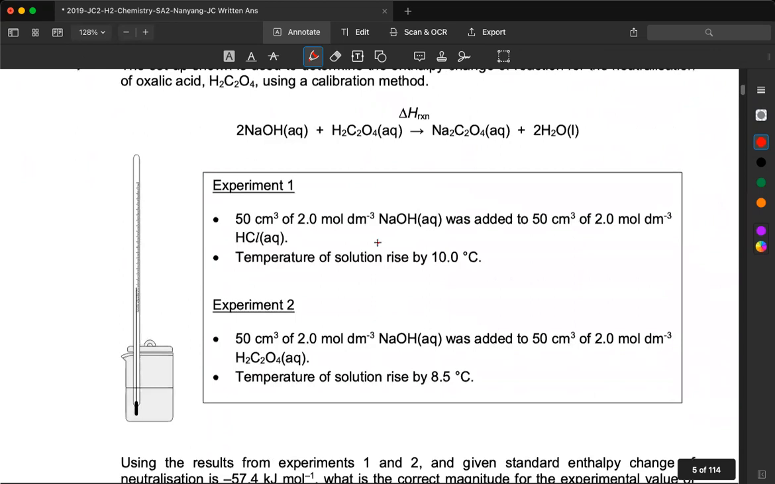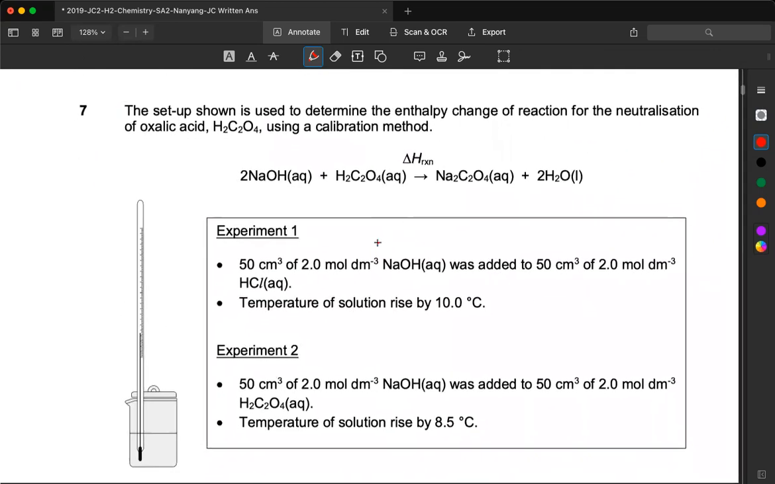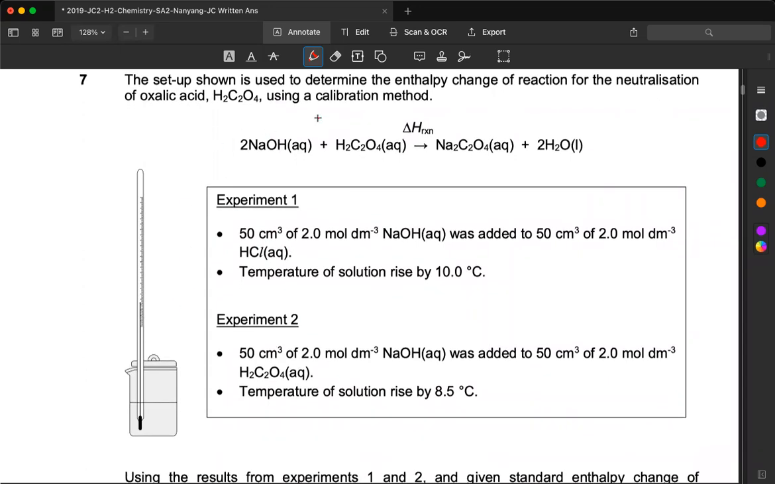Okay, number 7. The setup is shown to determine enthalpy change of reaction for neutralization of oxalic acid, H2C2O4, using a calibration method. So you're supposed to find out the enthalpy change. In the first experiment they actually use HCl, but what is the same between them is the specific heat, because they are using the same setup. So what is different is the chemicals used.